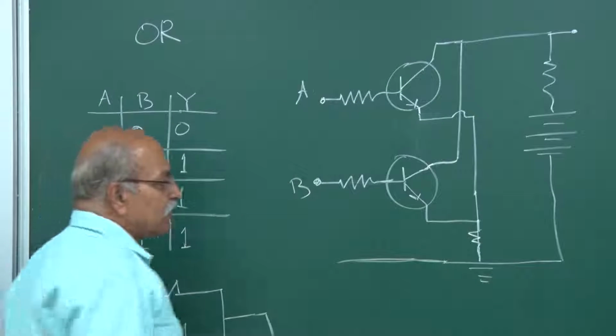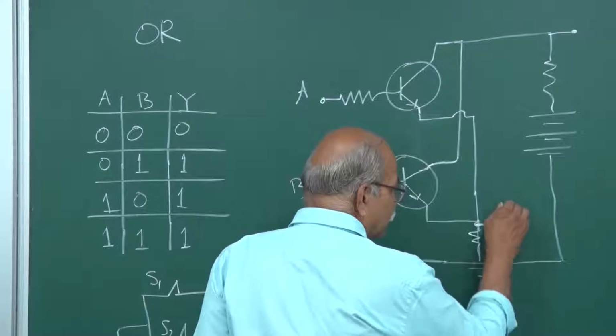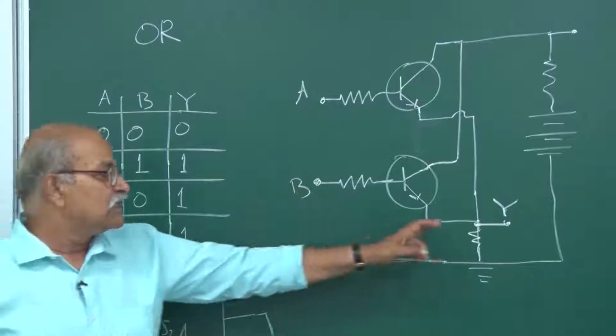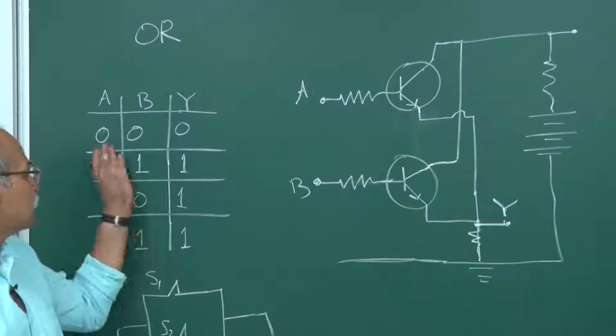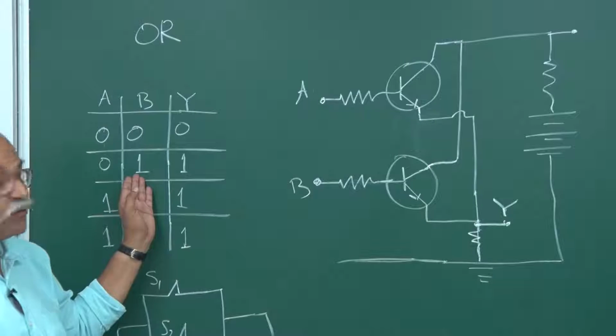So, once again I will take the output from here. This will be our Y. So, 0 0 will give me 0, no current. So, this is 0 potential. So, 0 0 is 0. What happens if one is 0, other is 1?